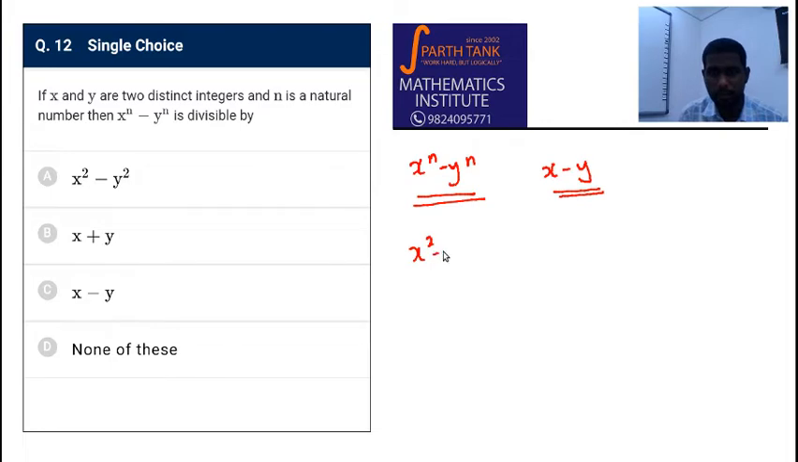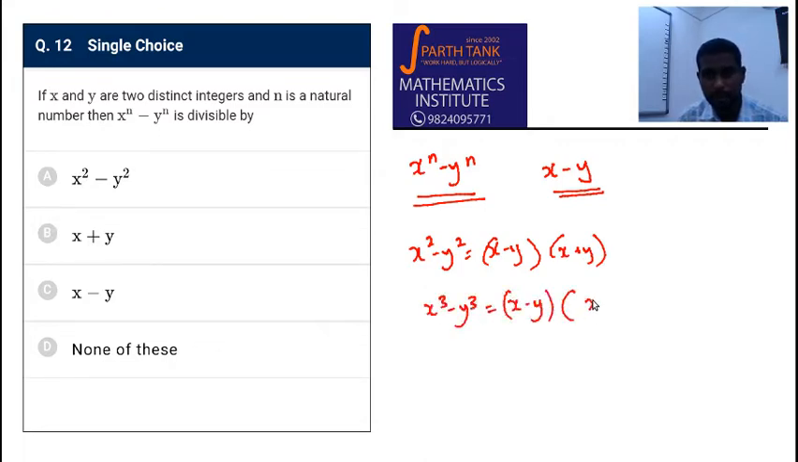For example, x squared minus y squared, you know, is x minus y into x plus y. x cubed minus y cubed is x minus y into x squared plus xy plus y squared. The same way, x power n minus y power n is always divisible by x minus y. Therefore, the answer here is, when n is any natural number, this is true. Moving on.